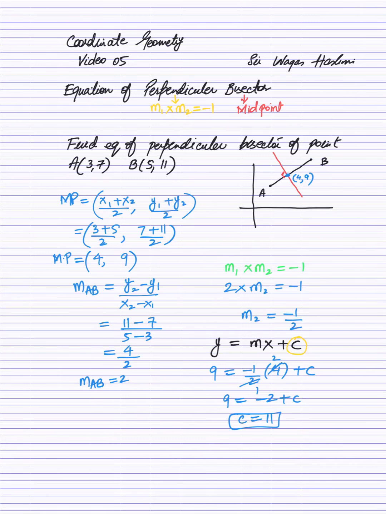Alright, now the final step to find the equation of the line, again we need to apply y equals mx plus c. But this time we need to substitute the values of m and c. So now it will be y equals, m is what? M is minus 1 upon 2, x plus c is 11. That is the equation of the perpendicular bisector.